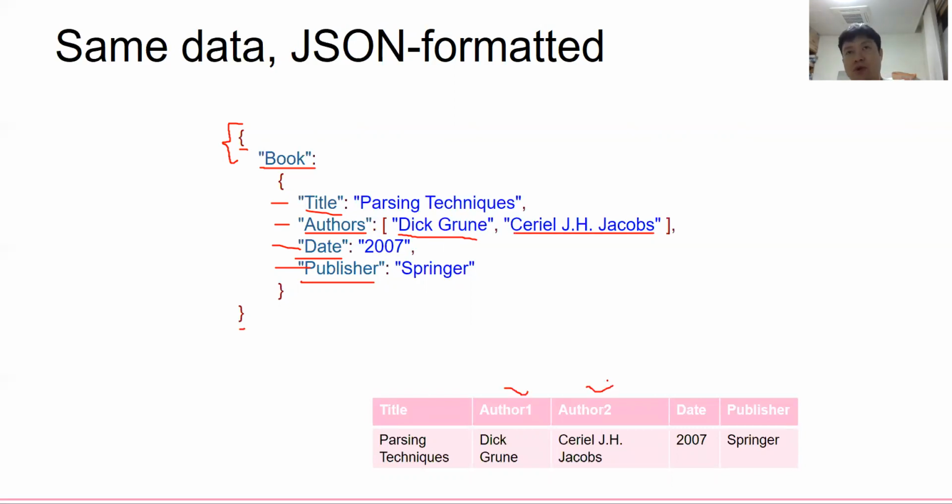It depends on you whether you want to define author 1 and author 2, or you want to define author, like this one in the JSON format, because it is based on JavaScript. So you can put it as an array. This is array index 0, and this is array index 1.